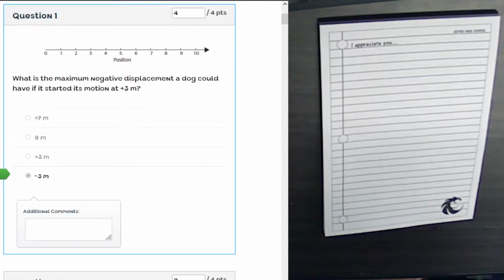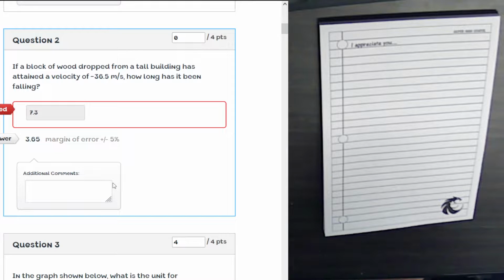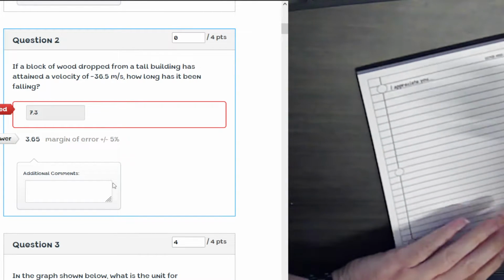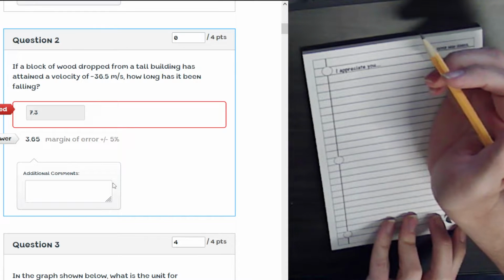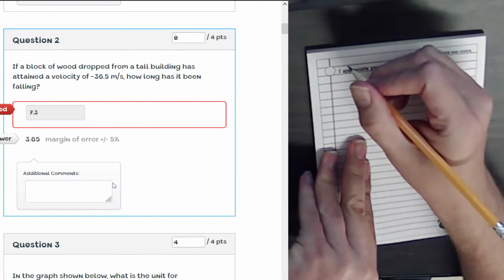Alright, so I'm going to go through some of these problems here. We'll focus on the ones you got wrong. So here this says a block of wood has been dropped from a tall building and has attained a velocity of negative 36.5 meters per second. How long has it been falling?